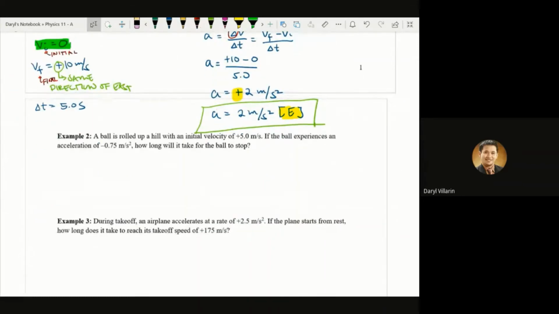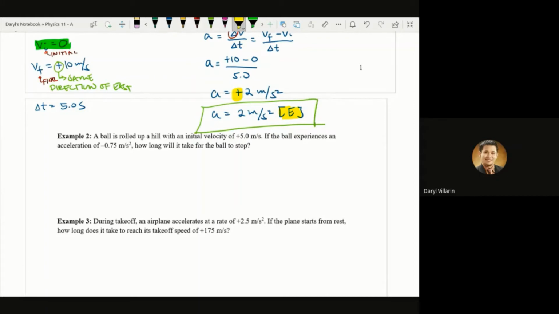Okay, so a ball is rolled up a hill with the initial velocity of 5 meters per second. If the ball experiences an acceleration of negative 0.75 meters per second squared, how long will it take for the ball to stop?